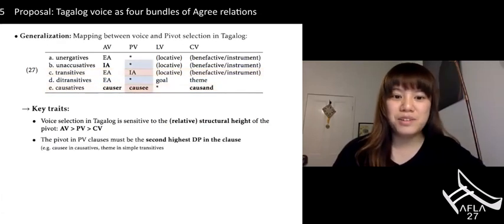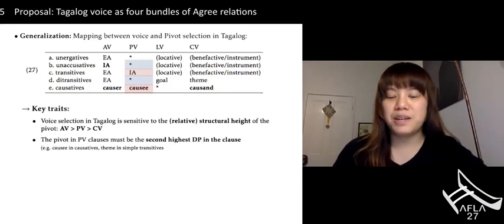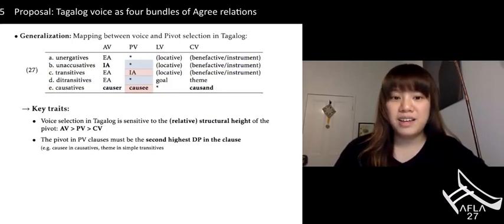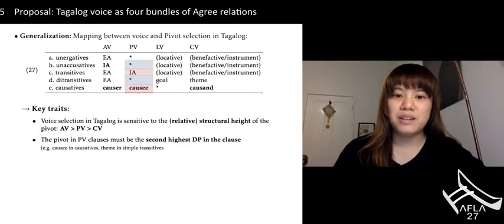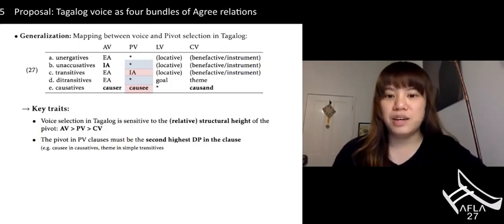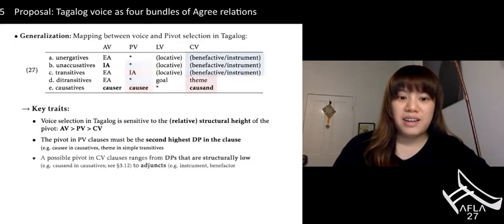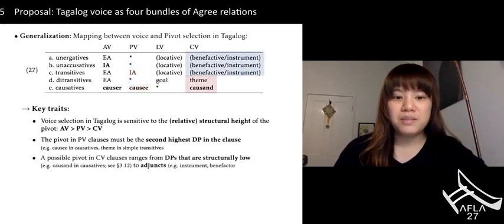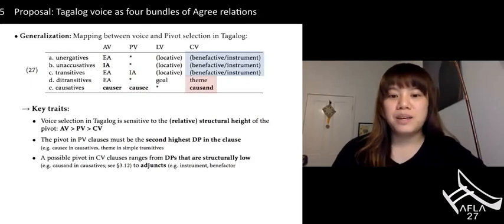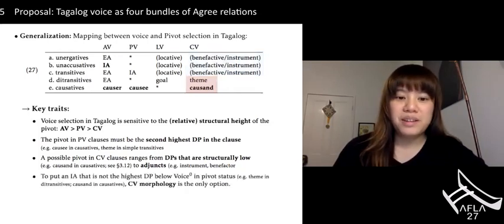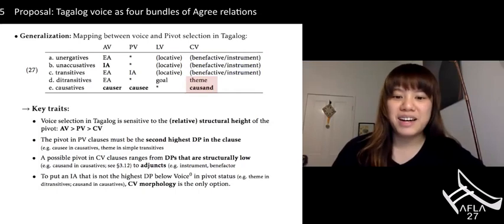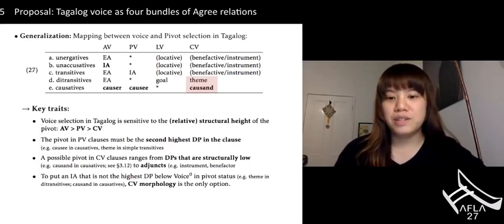Second, the pivot in patient voice clauses must be the second highest DP in the clause, and there are no exceptions. This follows from the fact that an accusative can't be marked in PV, and also we can't have patient voice in a prepositional dative, and we'll revisit this in a minute. And third, importantly, we have seen that a possible pivot in circumstantial voice could either be an argument that is structurally low or an adjunct. Okay. And finally, to place an internal argument that is not the highest DP below voice as the pivot, the only possible voice option is circumstantial voice.